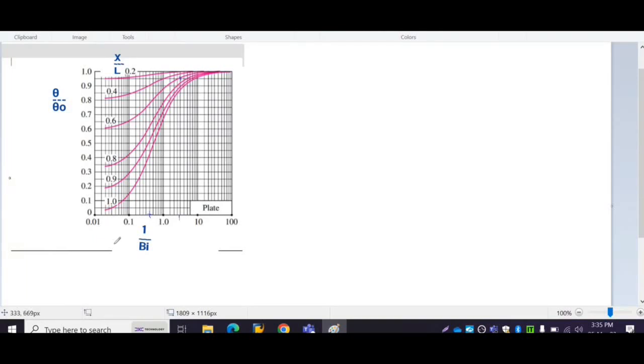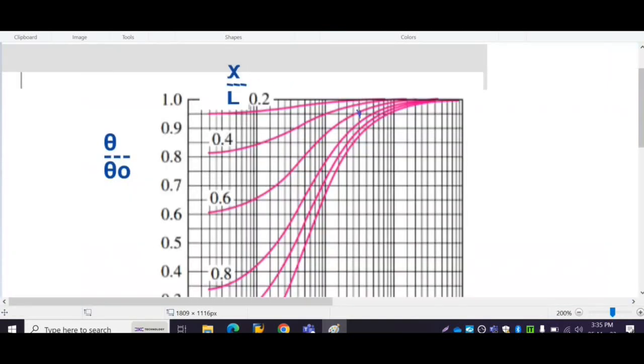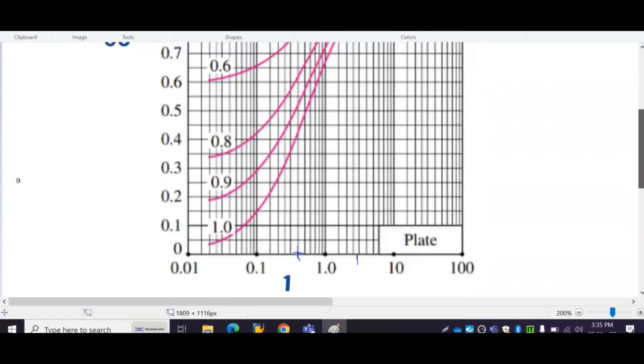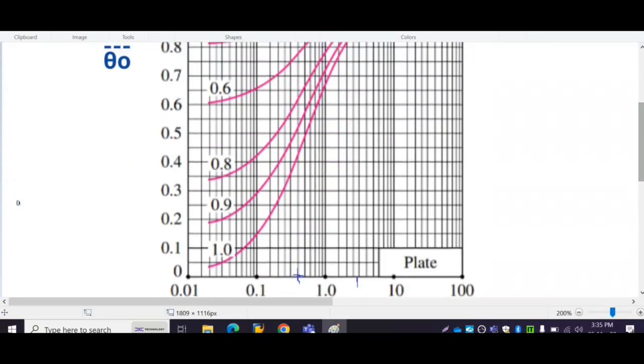From this chart, we have value of x by L equal to 0.6 and 1 upon Bi that is 4.76. Now we will select the point for 1 upon Bi 4.76. That means it is approximately equal to 5. So we will draw here one vertical line from this point. Here is point 1 and here is point 10. In between this 1 and 10, we have to select one middle point. For the point 4.76, we will approximately select the number 5 and draw one vertical line.